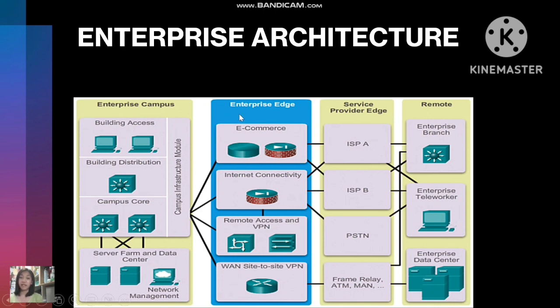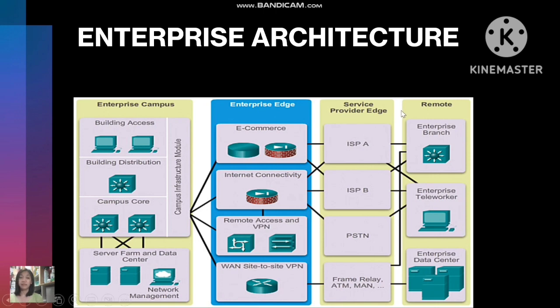The Enterprise Edge is composed of Internet, VPN, and WAN modules connecting the enterprise with the service provider network. This module extends the enterprise services to remote sites and enables the enterprise to use Internet and partner resources. It gives QoS, policy enforcement, service levels, and security.